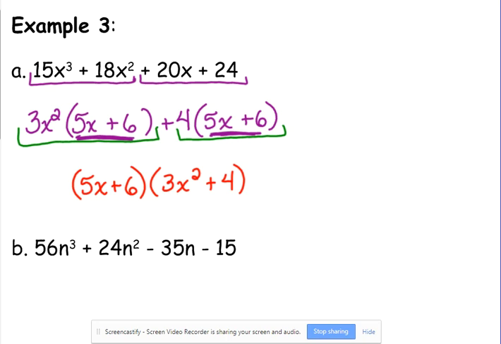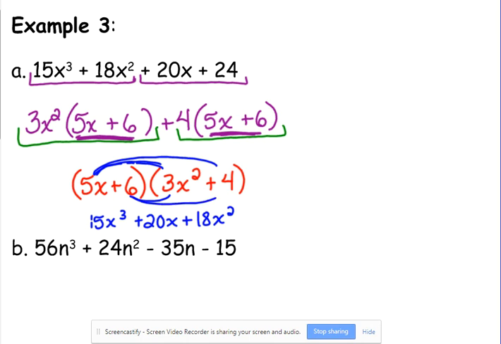Now, remember, I said, multiply it out. Make sure. 5x times 3x squared, 15x cubed. 5x times 4 plus 20x. 6 times 3x squared plus 18x squared. 6 times 4 plus 24. It's not in the same order, but we've got all the same terms. So that is the factored form.